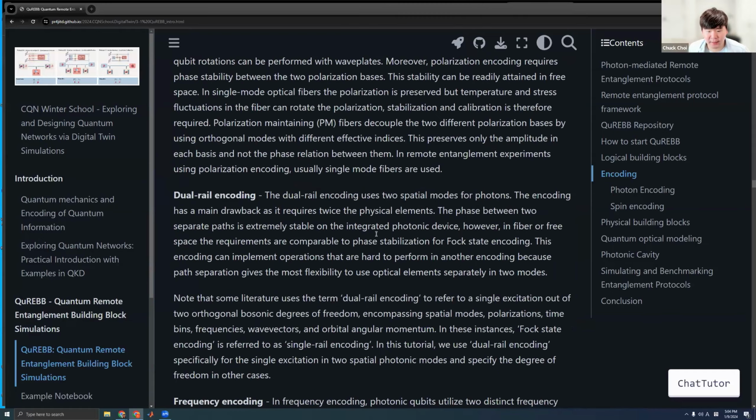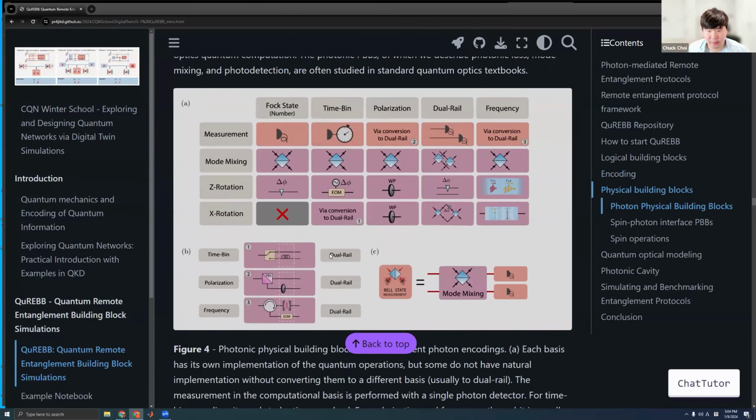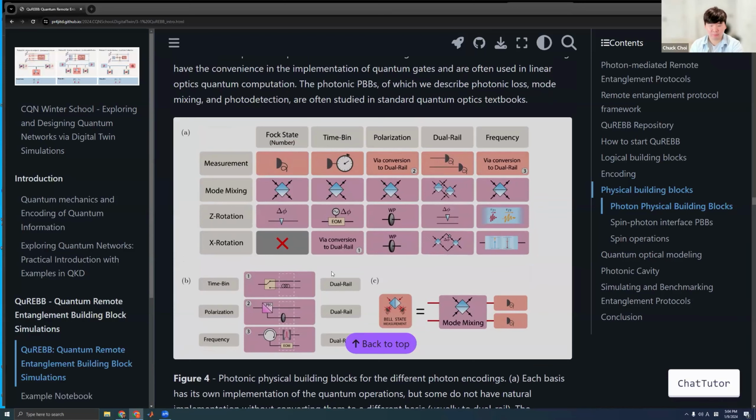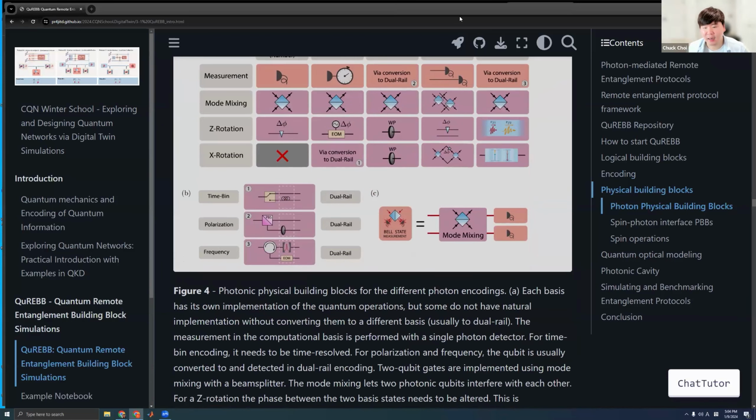Yeah. Meanwhile, let me proceed with the photon physical building block. We also give a conversion of the photon encoding. For example, you can change your photon encoding in the midway for making an easier implementation. Then we offer these conversion blocks.